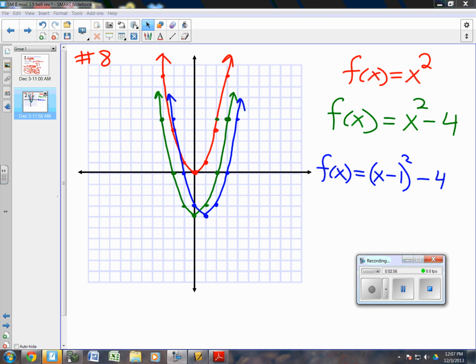You've got to remember, on these homework assignments, this goes back and reviews things we've done before. So parts 7A and 8A are review.